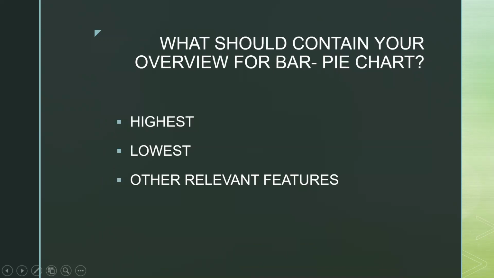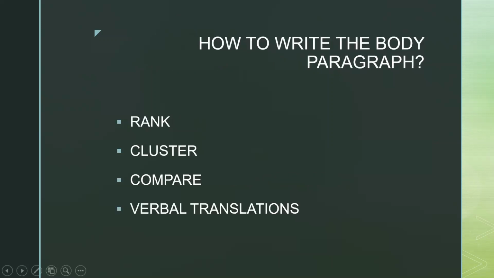So what should your overview contain for bar pie charts? You need to have the highest and then the lowest. Same thing actually as the pure bar. You need to have the highest, the lowest, and then other relevant features. And how do you write your body paragraph? Same thing as your pure bar graph. It's just that here you have to write verbal translations. Rank, cluster, compare, and when you describe your figures, you need to have verbal translations.